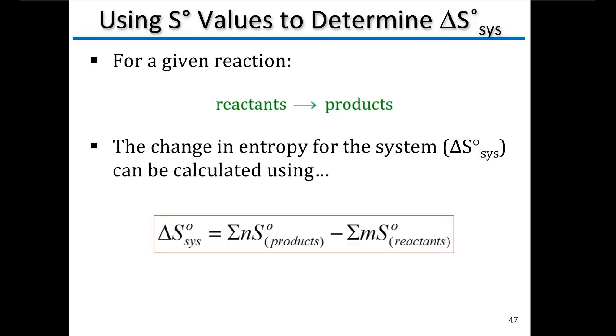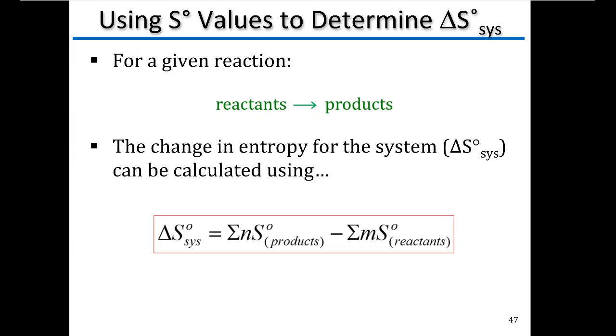For a given reaction, we're always going to go from reactants to products, nothing surprising there. The change in entropy for the system can be calculated using our sigma notation. Delta S naught of the system, the standard entropy change of the system, is equal to the total of the number of moles times the standard entropies of the products, minus the total number of moles times the standard entropies of the reactants. We'll do some examples, because that doesn't quite make sense yet. But it's just back to our sigma notation, just like we did with enthalpy.